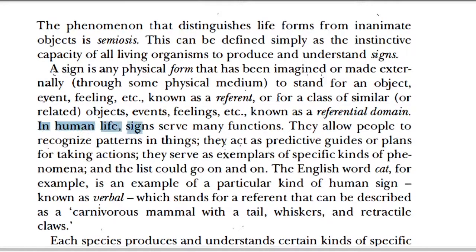In human life, signs serve many functions. They allow people to recognize patterns in things. They act as predictive guides or plans for taking actions. They serve as exemplars of specific kinds of phenomena. The list could go on and on. The English word cat, for example, is an example of a particular kind of human sign, known as verbal, which stands for a referent that can be described as a carnivorous animal with a tail, whiskers, and retractile claws.